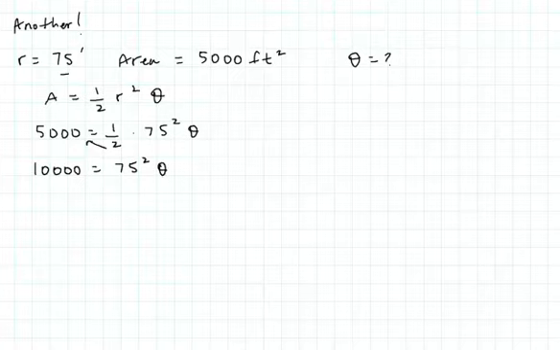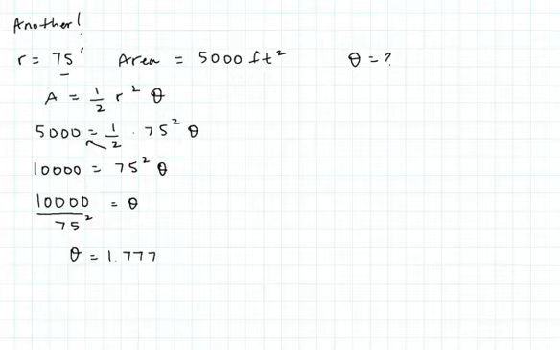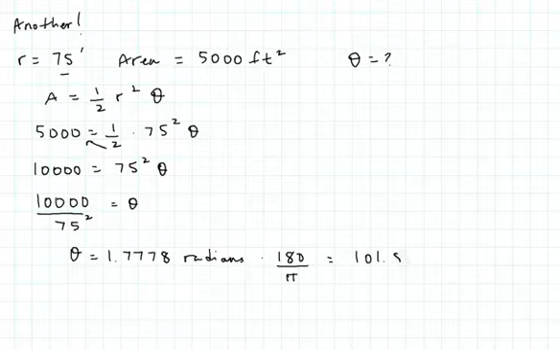You will probably go ahead and square the 75. I'm going to divide the 75 squared underneath. And as soon as I do all that division, I get theta is 1.7778 radians. Now I don't want the answer in radians, I want it in degrees, because that's something we will understand. So I'll multiply by my conversion of 180 over pi, and that gives me 101.8592 degrees.